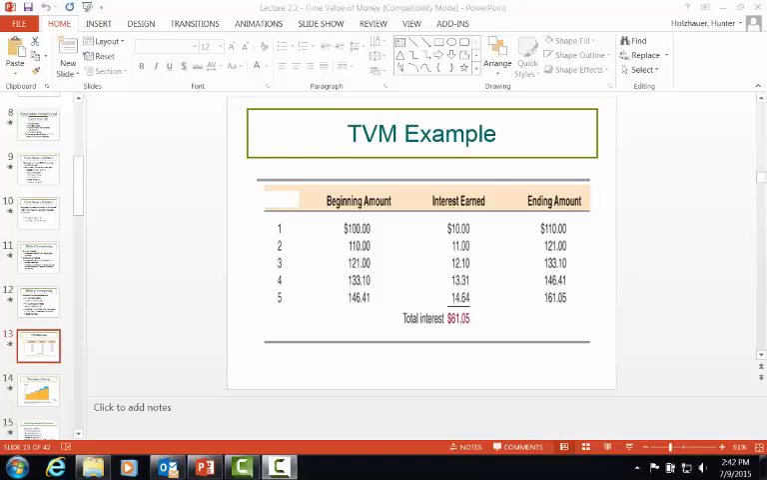In fact, what would it have been if you just had simple interest? The answer there would have been $50, right? So that extra $11.05 is compounding interest. Let's take a look at that.